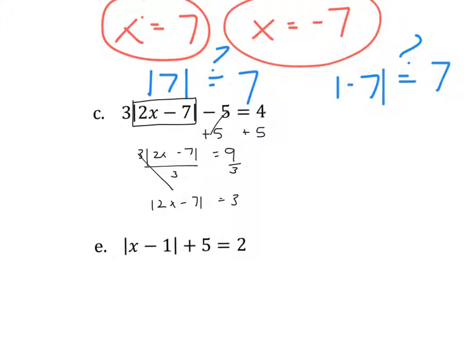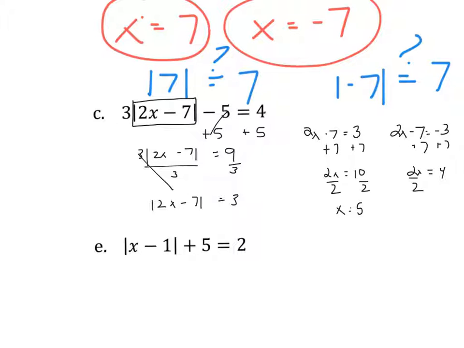Now we can solve it just like we've been practicing. Take what's inside and set it equal to what's outside. Take what's inside and set it equal to the opposite of what's outside and solve. So first we'll add 7 to both sides, rewrite, and then divide by 2 and rewrite. Add 7, divide. All right, so there's our two answers.